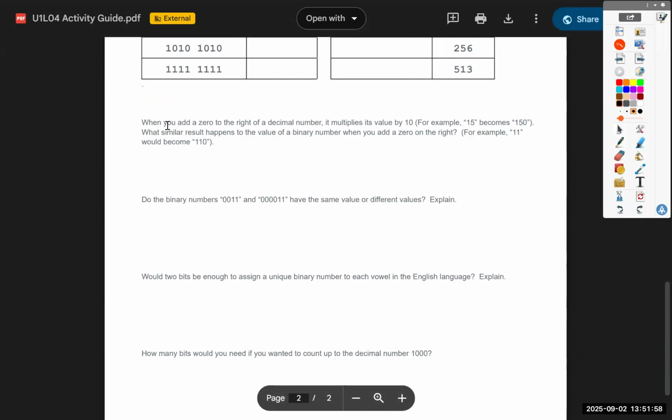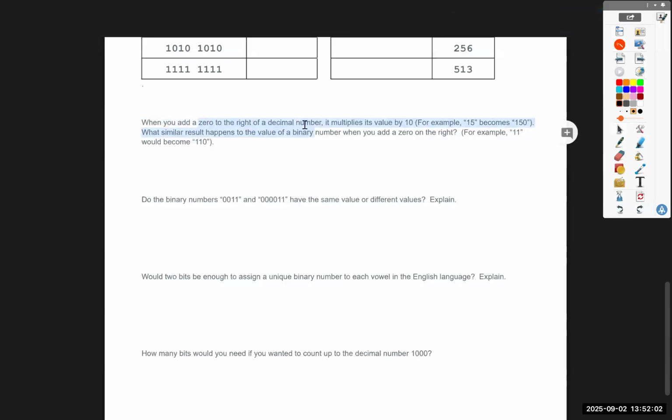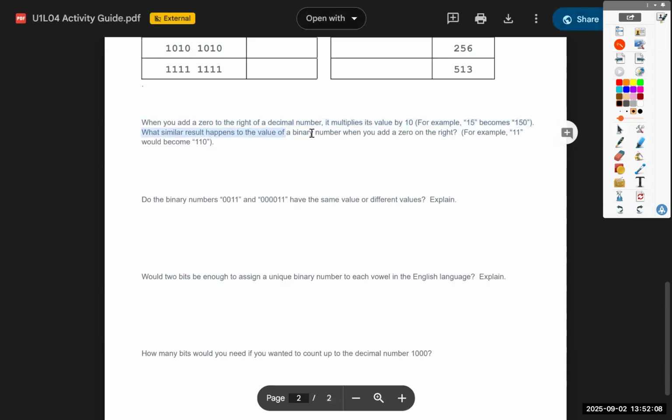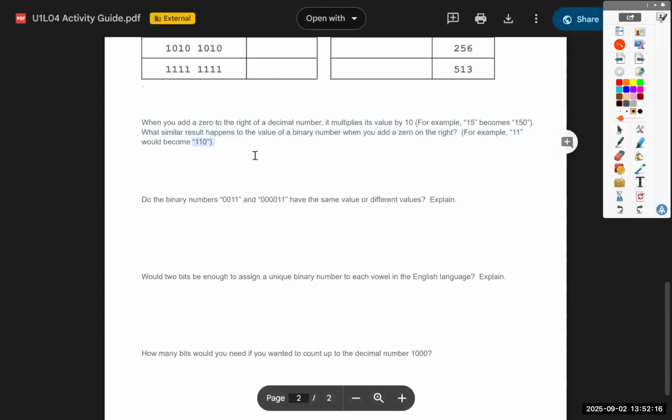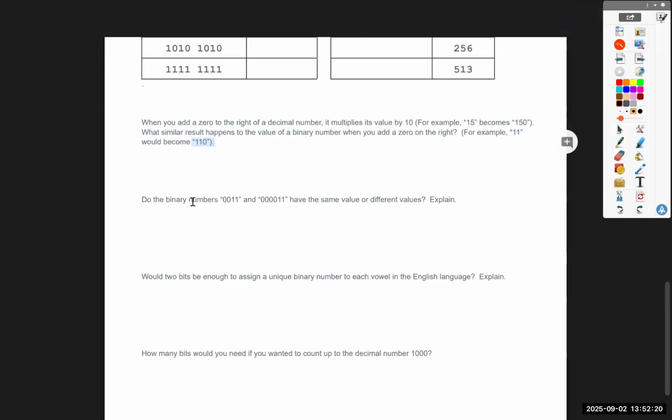Back here on the blue sheet, when you add a 0 to the right of a decimal number, it multiplies it by 10. For example, 15 becomes 150. What similar result happens to the value of a binary number when you add a 0 to the right? For example, 11 becomes 110. What is happening to those values? I'll give you a hint. Convert those to decimal, and it will make a little more sense.